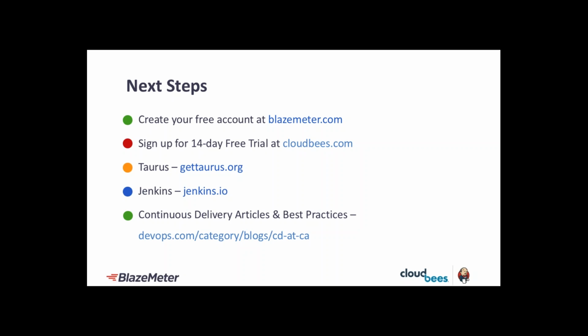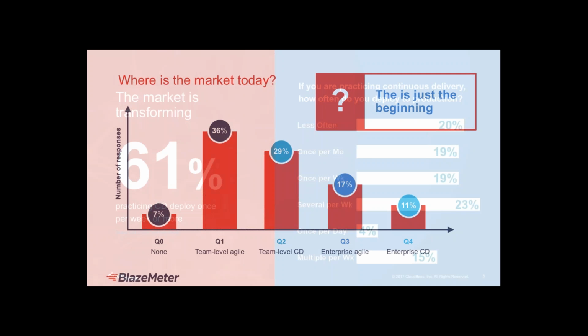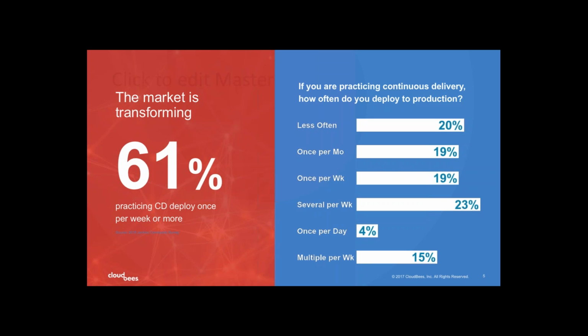In the slides themselves, and I can actually run those again here, there was a slide talking about the quadrant model, and in terms of responses, this survey showed that fully 11% are actually practicing enterprise CD, where the entire enterprise is delivering artifacts ready for production on an automated, consistent measure. And then referring back to the other contrast, in this particular survey we found that 61% were practicing CD, and they're deploying once per week or more.